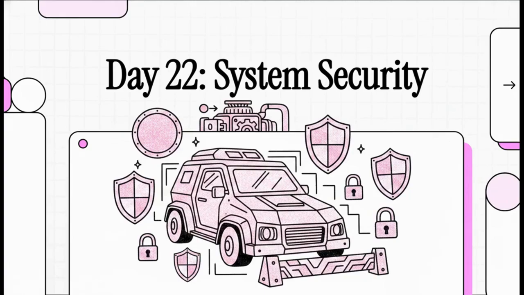We are deep into week 4 of our production architecture syllabus, and today we're tackling something absolutely non-negotiable. Day 22, system security. Look, you've already learned how to scale and route traffic, right? Well, today we are shifting gears. We're going from just building the engine to, well, literally putting armor on the vehicle.